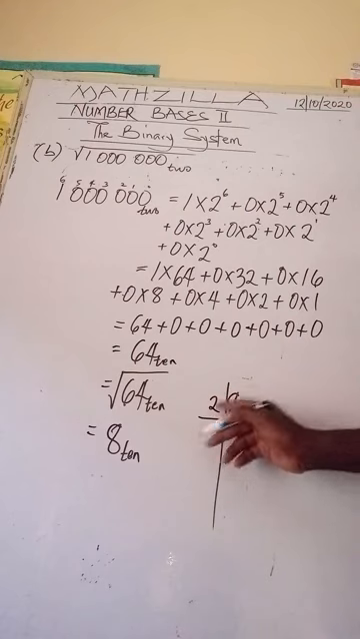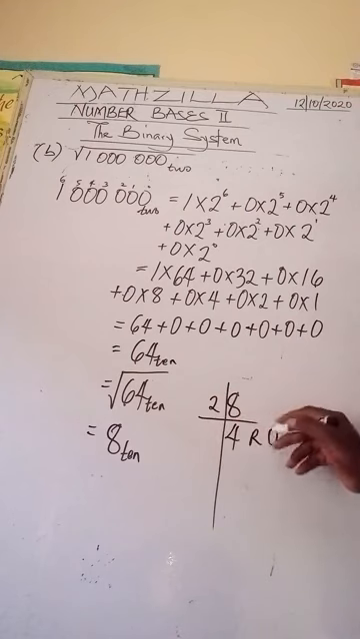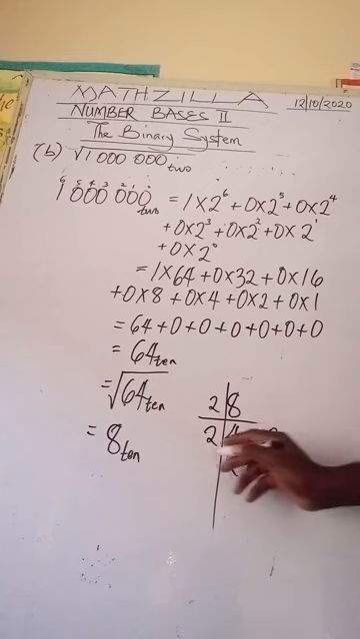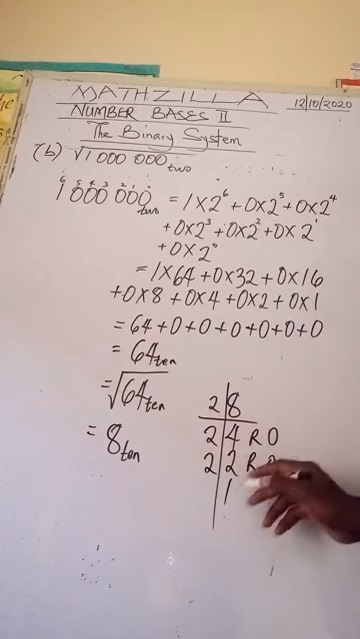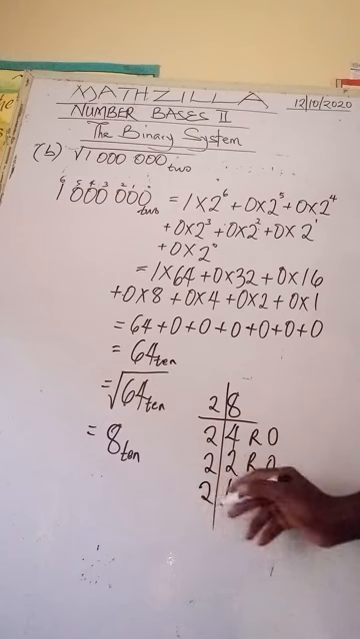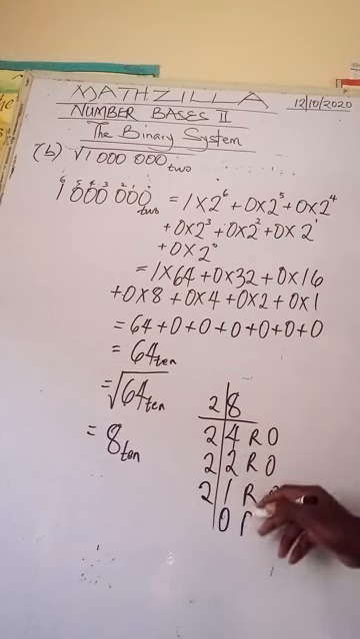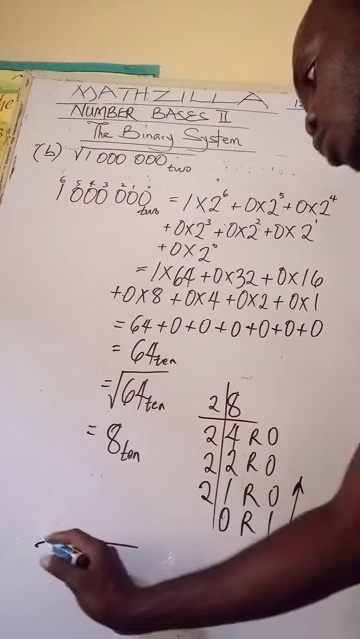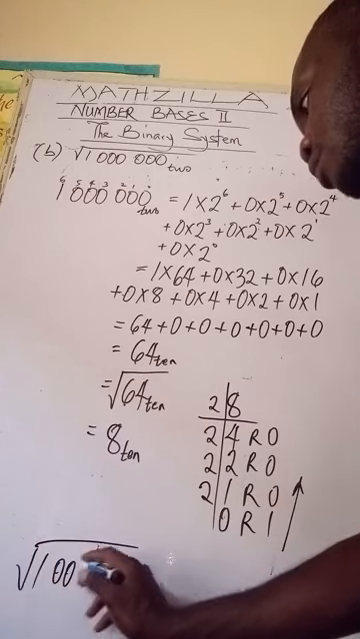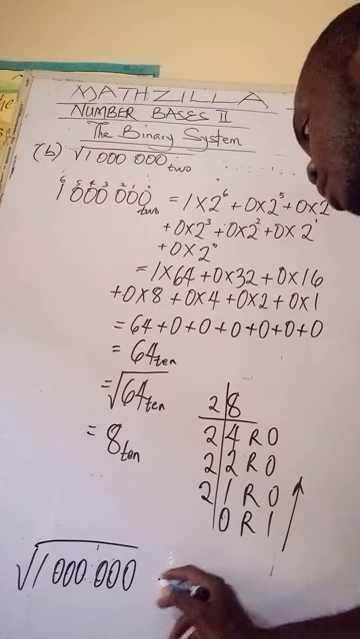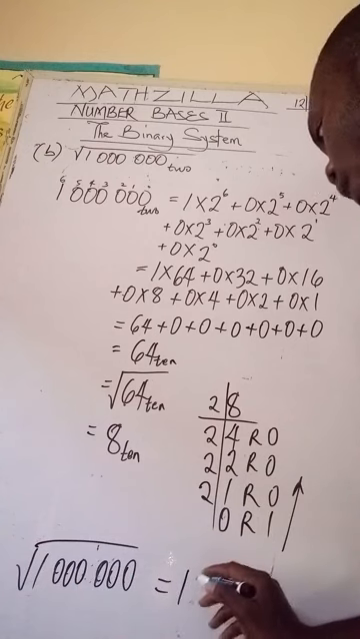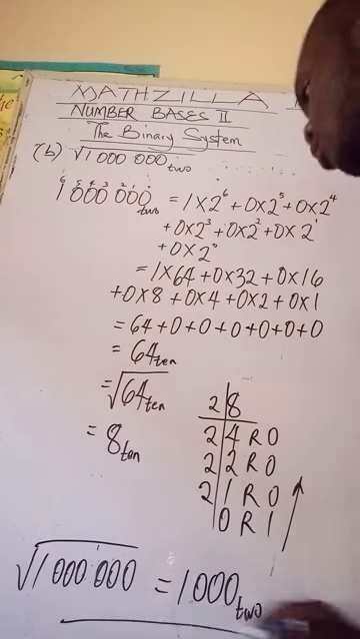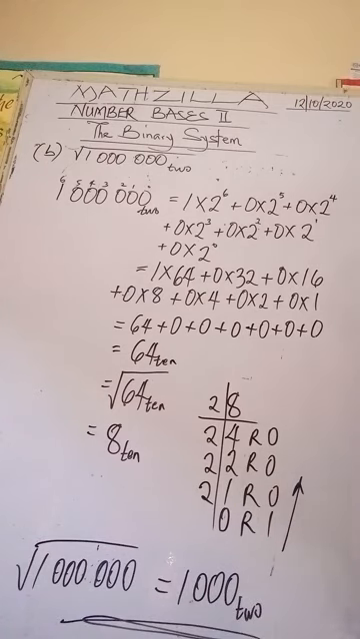We'll take 2, 8 divided by 2 is 4, remainder 0. We'll take 2 again, 4 divided by 2 is 2, remainder 0. We'll take 2 again, 2 divided by 2 is 1, remainder 0. We'll take 2 again, 1 divided by 2 is 0, remainder 1. So you draw your arrow. So therefore, square root of 1,000,000 is now equal to, start from the bottom, 1000 base 2.